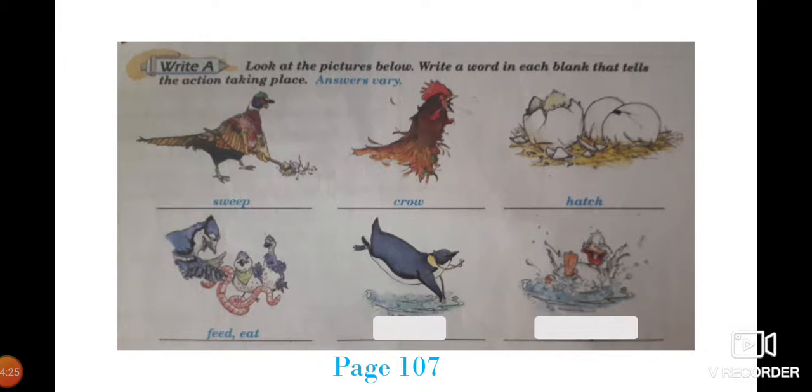Then we have feed or maybe eat. We have two possible actions in this one that we can use, feed or eat. Remember that we studied the word feed in the last part of the vocabulary of the reading class. And then we have the penguin, that is dive. The penguin dives, bucea. And then a duck: bathe or maybe splash. We have two possibilities, bathe or splash. So all of these are actions.